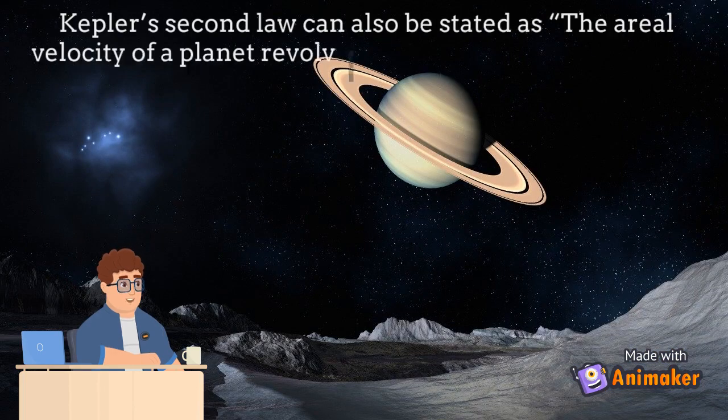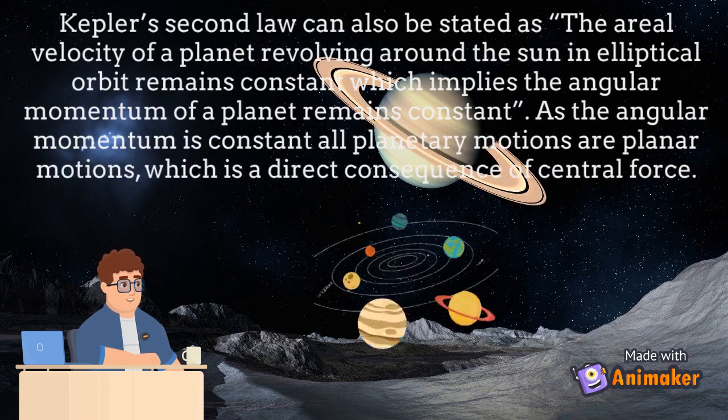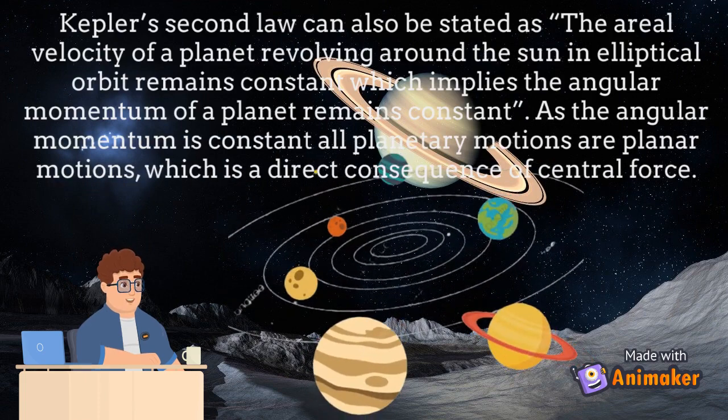Kepler's second law can also be stated as: the areal velocity of a planet revolving around the Sun in an elliptical orbit remains constant, which implies the angular momentum of the planet remains constant. As the angular momentum is constant, all planetary motions are planar motions, which is a direct consequence of central force.